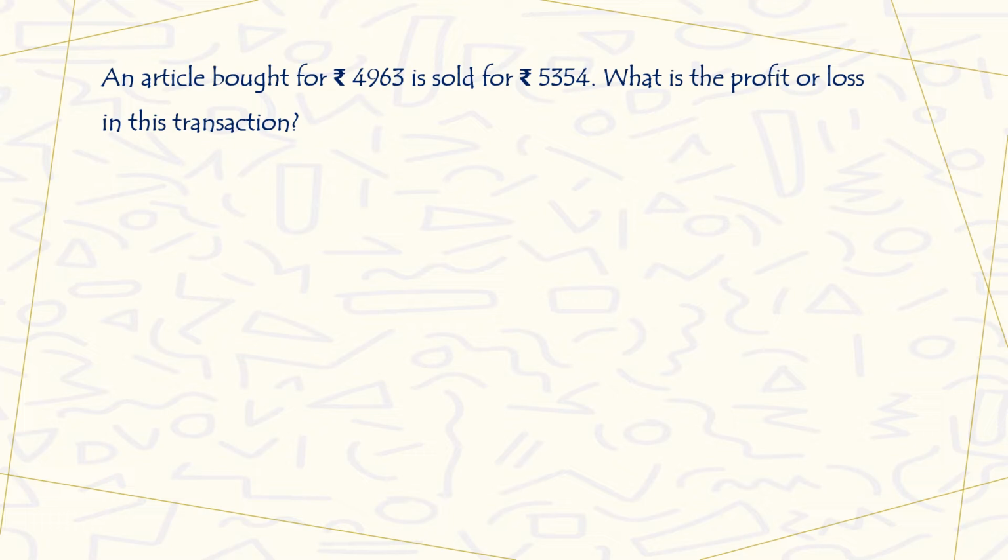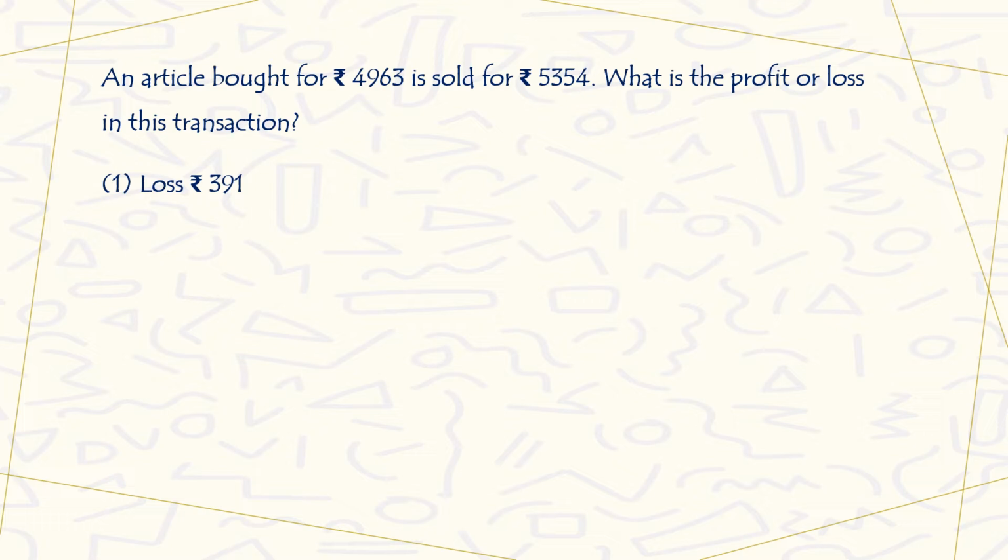एक article था, उसे sold किया गया था. The article was bought for 4,963 rupees. उसे खरीदा गया था 4,963 में, and then it was sold for 5,354 rupees. Did he make a profit or loss? If you know, you can easily come up with the answer also. First, you should know whether it was a profit or it was a loss.